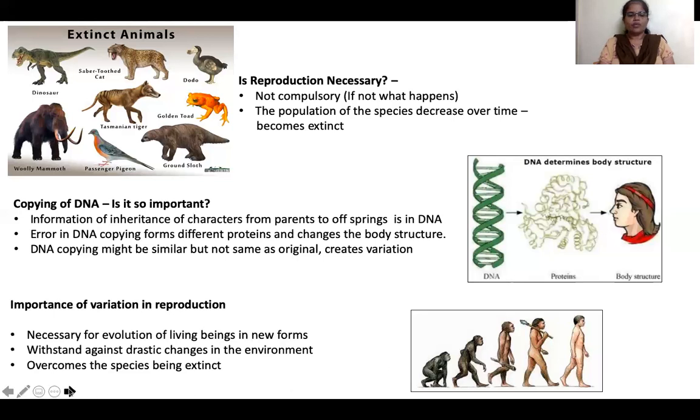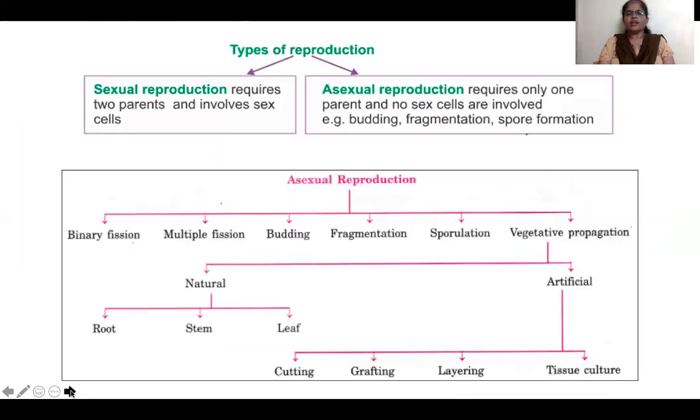Now, with this importance of reproduction, and knowing why reproduction is necessary, let us study different methods of reproduction in living organisms. There are two types of reproduction: sexual reproduction and asexual reproduction. Sexual reproduction requires two individuals of different sex. A male and a female parent are required. Whereas asexual reproduction requires only one parent. There is no involvement of sex cells.